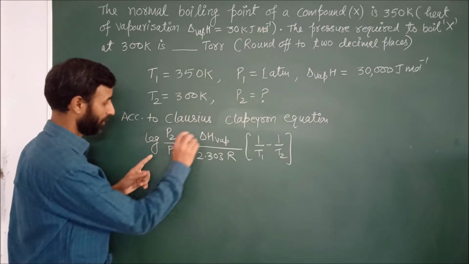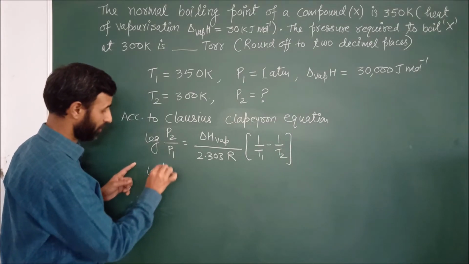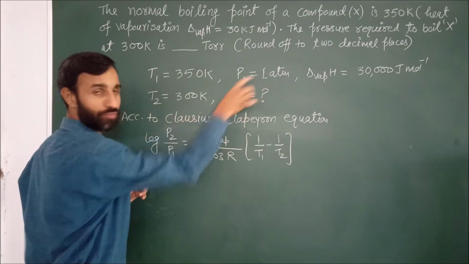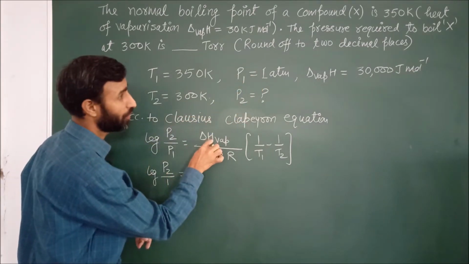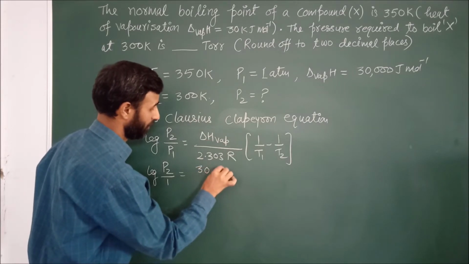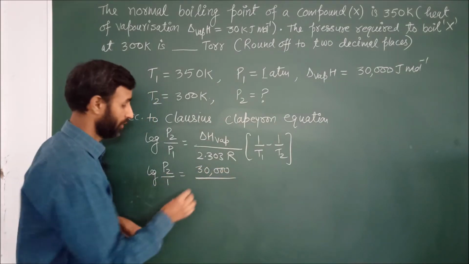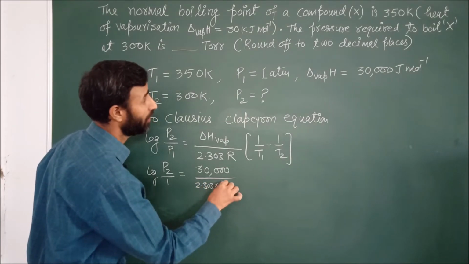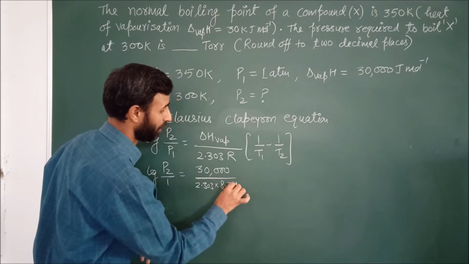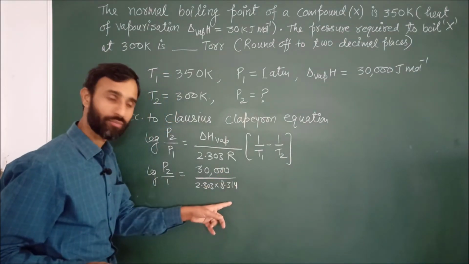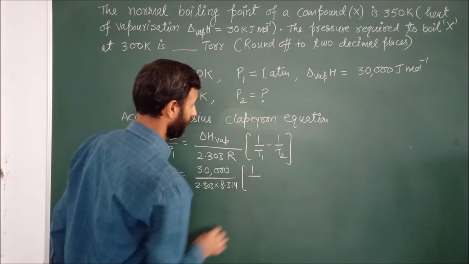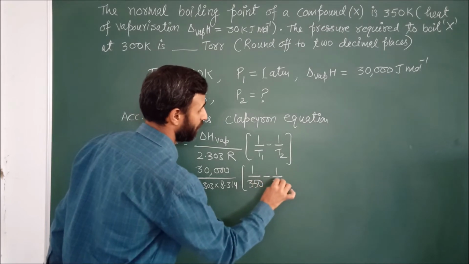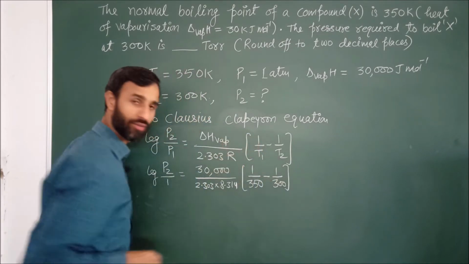Now put the values. Log P2 over 1 atmosphere equal to enthalpy of vaporization 30,000 over 2.303, and the R value, you know, in joule per Kelvin per mole is 8.314, into 1 upon T1, 1 upon 350 minus 1 upon 300.